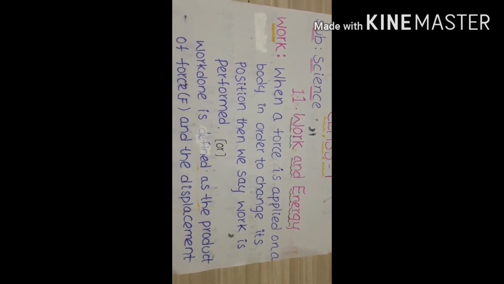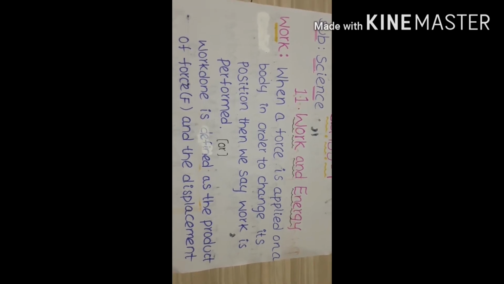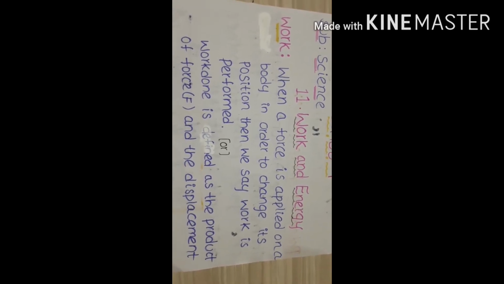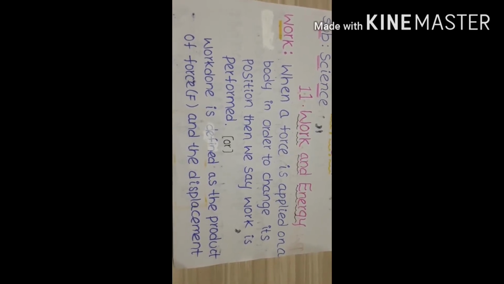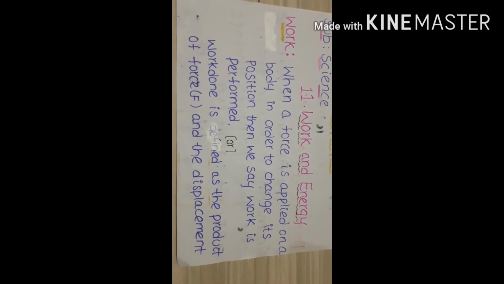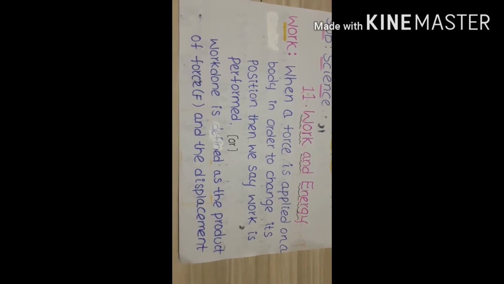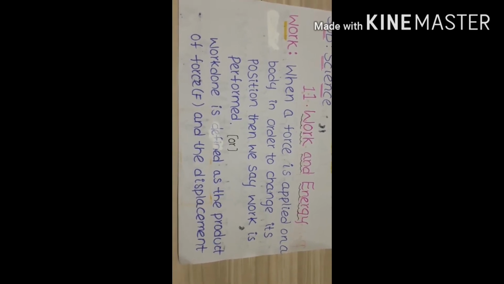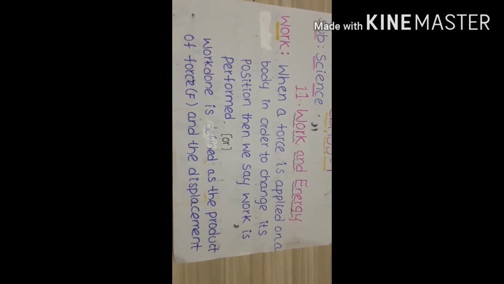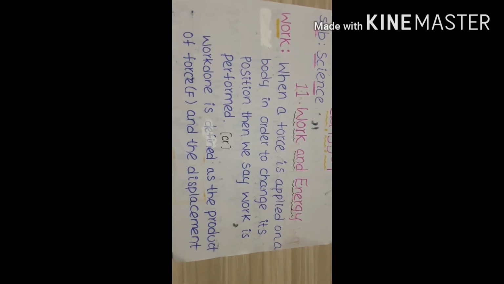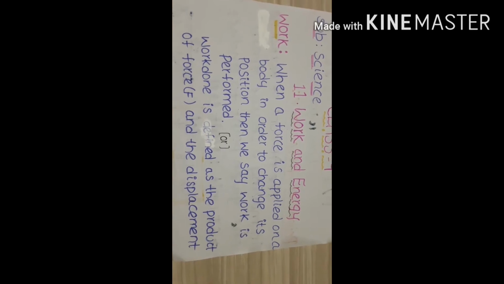So the definition of work: when a force is applied on a body in order to change its position, then we say work is performed. So when force is applied on the body, it gets displacement from one place to another place, so we can say that work is performed. That is the definition. Another definition: work done is defined as the product of force and displacement. The product of force and displacement of an object is called work done.